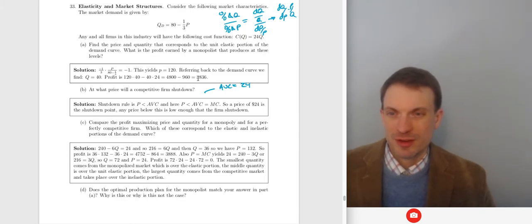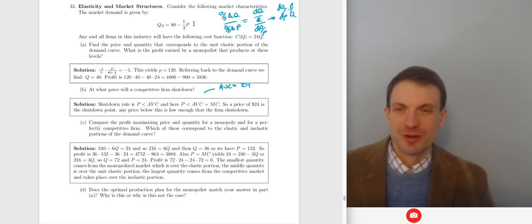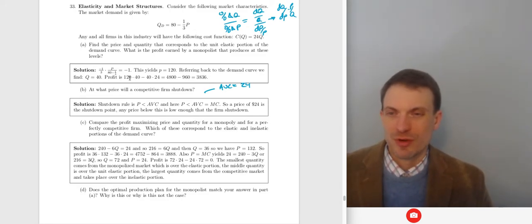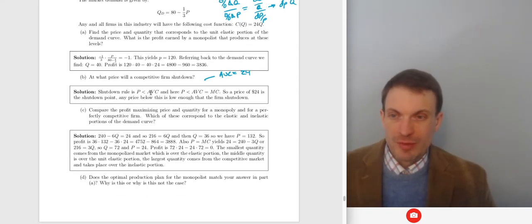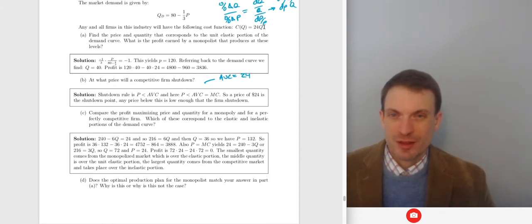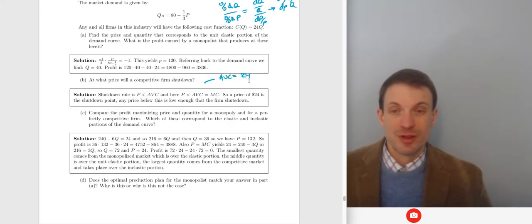So the profit would be 38.36. So that's the unit elastic portion of the demand curve. The other way you could do that is you could just find where marginal revenue is equal to 0, or where the midpoint is. Those will all give us the same value for the unit elastic portion. Okay, at what price would the competitive firm shut down? Well, we need to find the price below average variable cost. Variable cost is 24Q. Average variable cost is 24Q divided by Q, so average variable cost is 24. So if price is lower than 24, the firm will shut down.